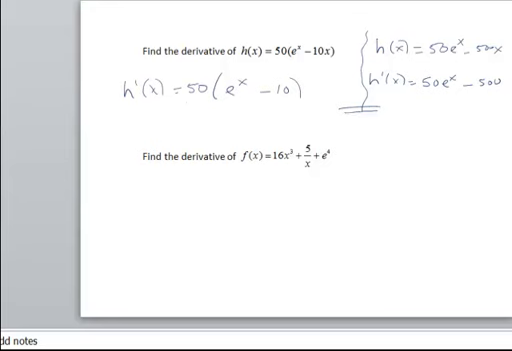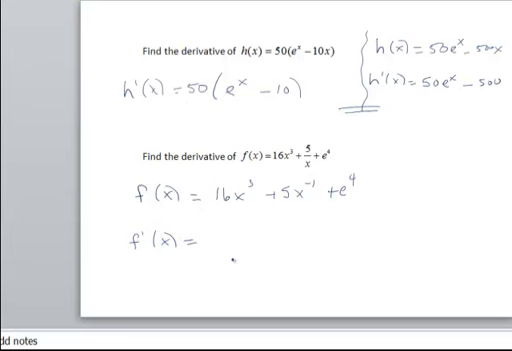Okay. This one here. We know the 5 over x. We've seen that one before. We're going to use properties of exponents to move that up. So the first thing I'm going to do is rewrite this algebraically. So f of x is equal to 16x to the third plus 5x to the negative 1, and then this e to the fourth. Now I can go ahead and take the derivative of each term individually.